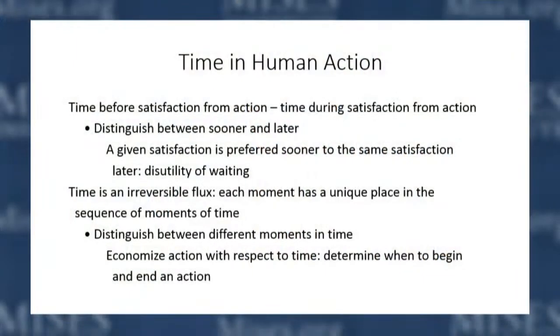Maybe that doesn't strike you, but it strikes me as quite a satisfying way of putting it. It's an irreversible flux. If you want to say this in a more explanatory way, as I've got on the slide, each moment actually has a unique place in the sequence of moments of time. That's what he's saying. Moments are not homogeneous and interchangeable. Not every moment in the sequence of moments in time is the same. In fact, they're all different. They're different precisely because they come after one another. And things change as time moves on, right, through action.